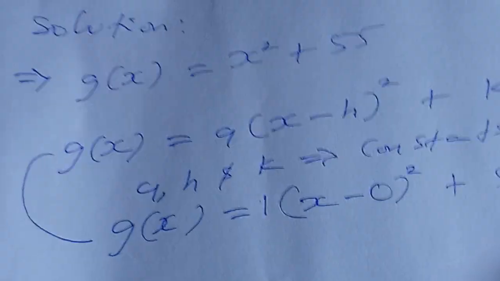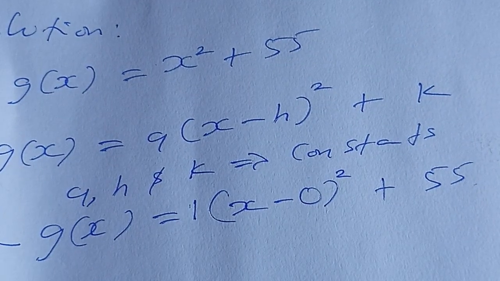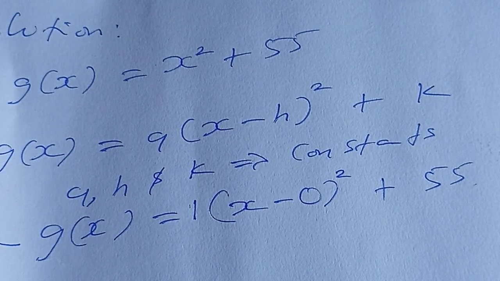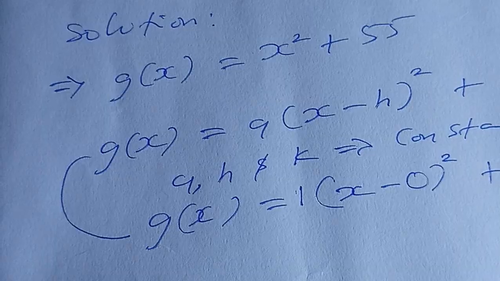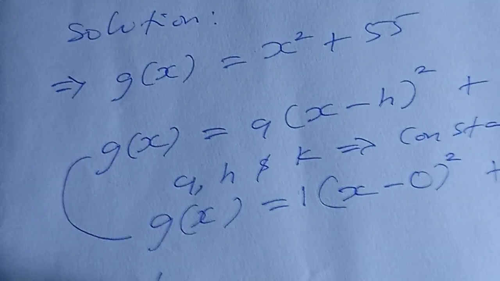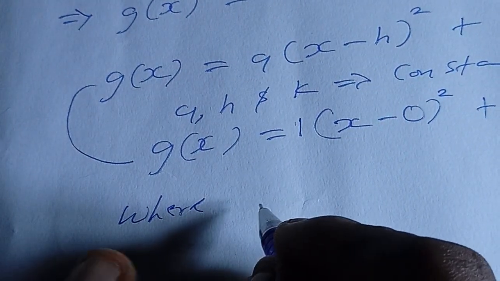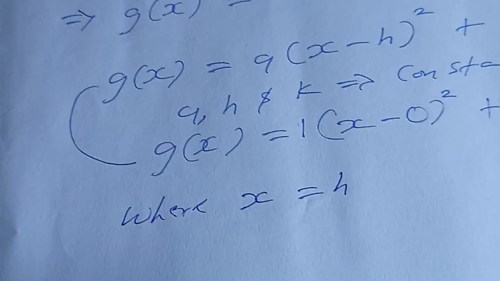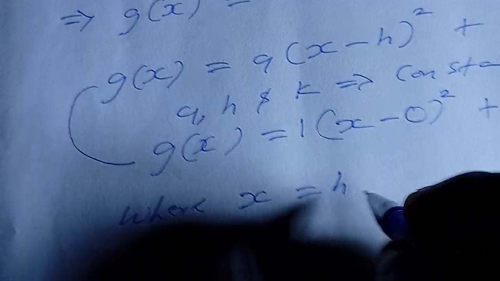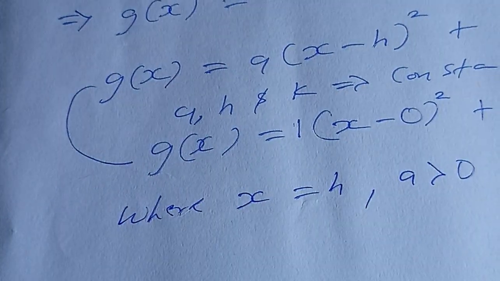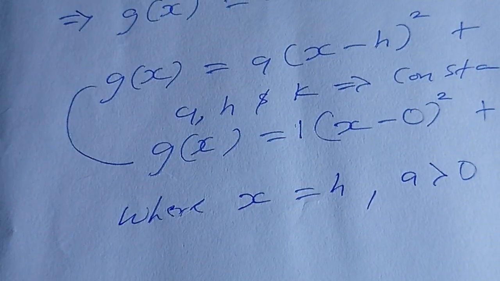So next, we can now determine the minimum value. To determine the minimum value, we must note that this function will have its minimum value where x equals h, and a is also greater than 0. That's where this function will have its minimum value.